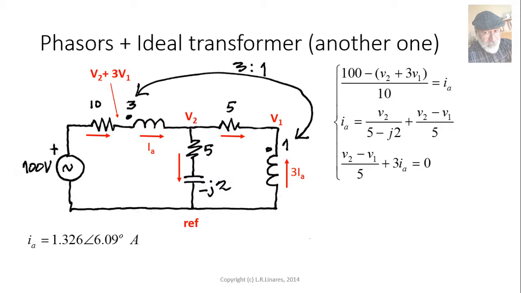We solve them, and we get I sub A is 1.3 amps with 6 degrees. V1, that is 27 volts approximately with 0.4 degrees. And V2, there is a typo there, that should have been V2. That's what I win from cutting and pasting and replacing numbers, right? V2 is 7 volts with negative 16 degrees approximately.